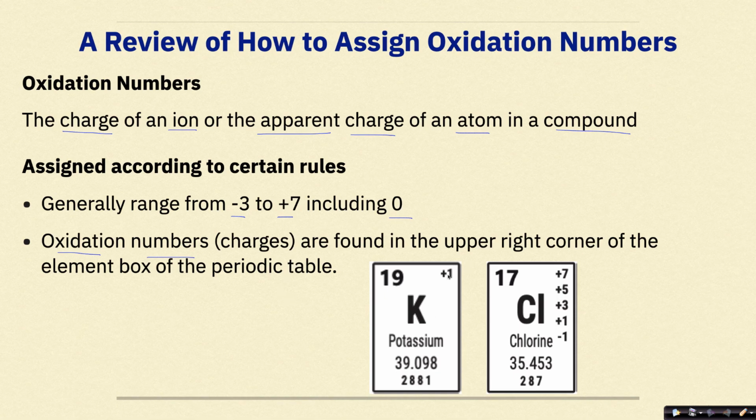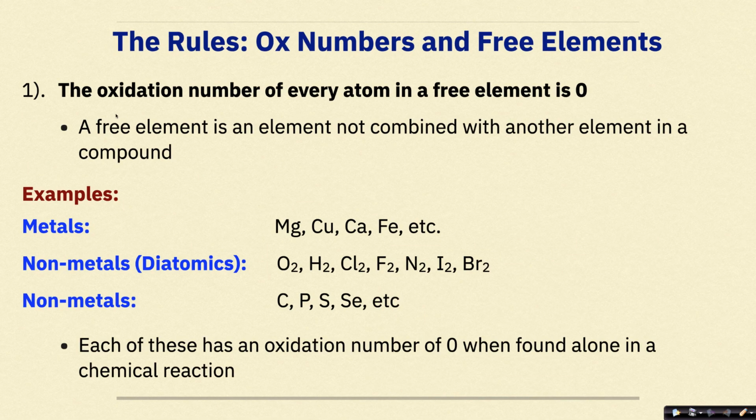So for potassium, the oxidation number is +1, and for chlorine, we have a range of oxidation numbers going from +7 to -1. The oxidation number of every atom in a free element is 0. So what do we mean by free element? A free element is an element not combined with another element in a compound. So for example, with metals, magnesium, copper, calcium, iron, all would have an oxidation number of 0 if they were represented by themselves in a chemical equation.